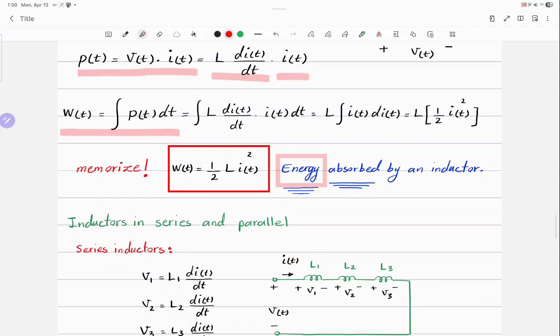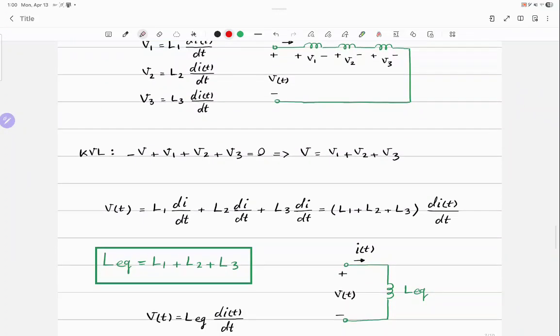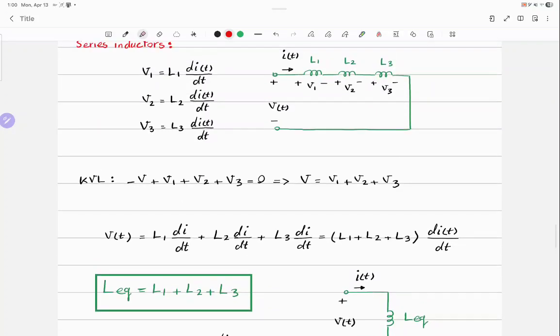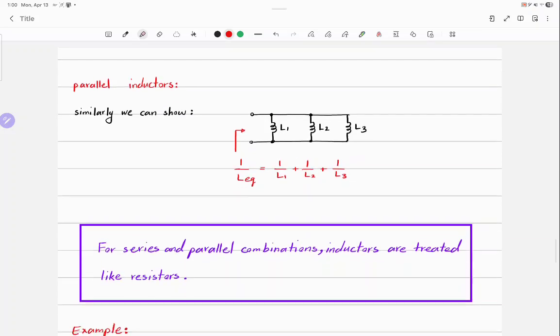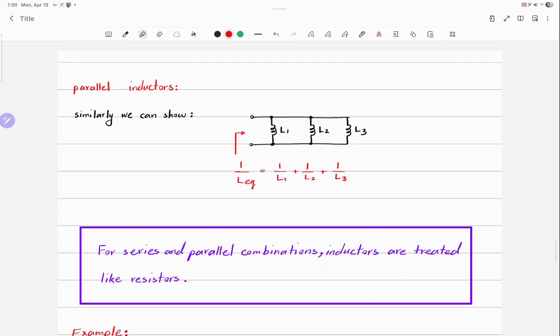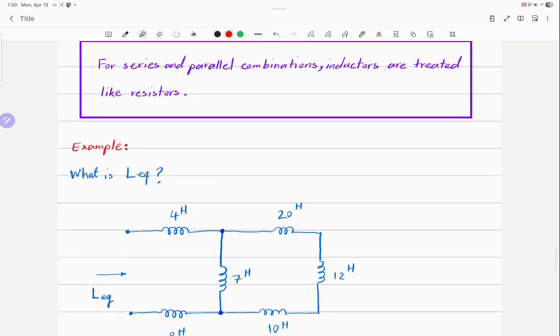Now what happens if I have multiple inductors in my circuit? They can be either in series or in parallel. Can I combine them? Yes, the proof is brought here for you. It's very straightforward. The good news is that inductors behave exactly the same way as resistors when combined. If they are in series, just add them together. If they are in parallel, inverse them, add them, and then inverse again. So they are treated exactly the same way as resistors.